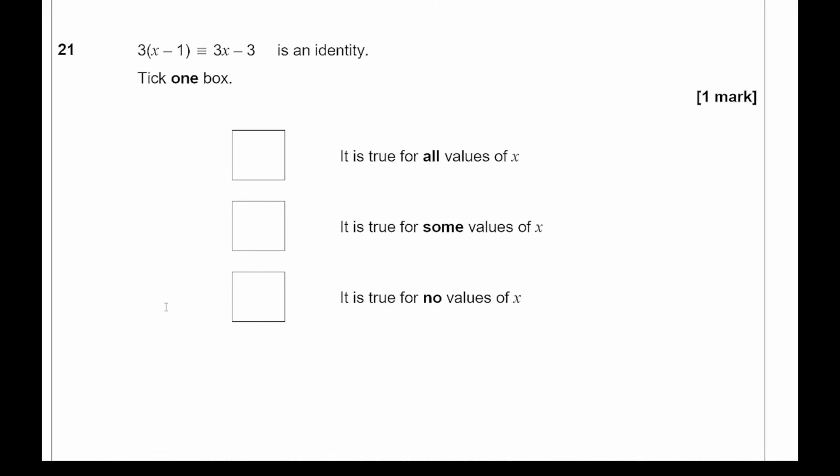Now with identities, basically what it is, one side is written one way algebraically and the right hand side is written another way algebraically, but for all values of whatever letter is being used, it should be true. So the box that you want to tick is the top one.